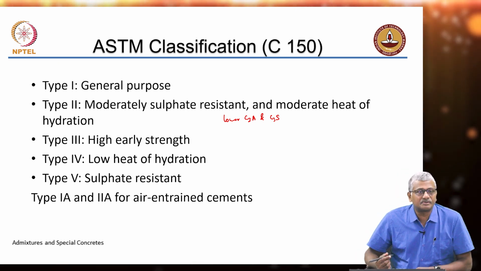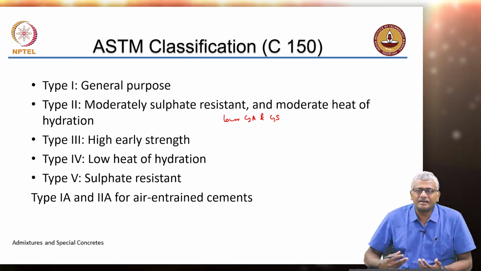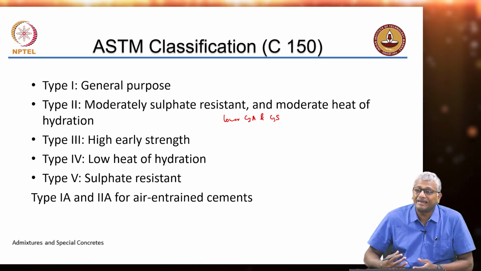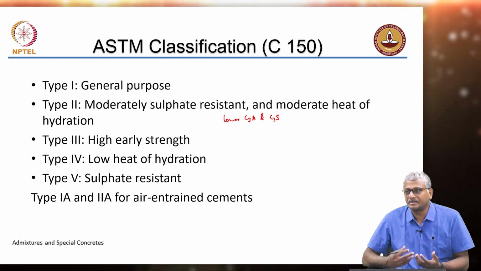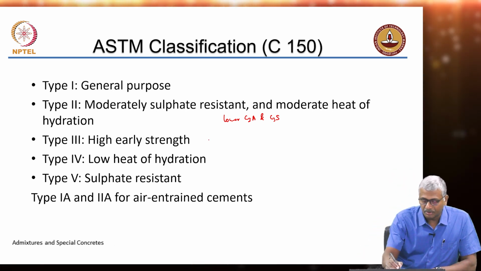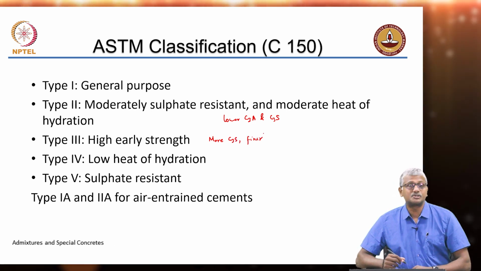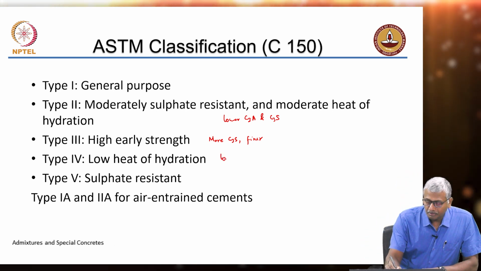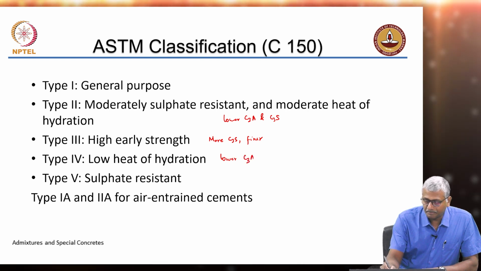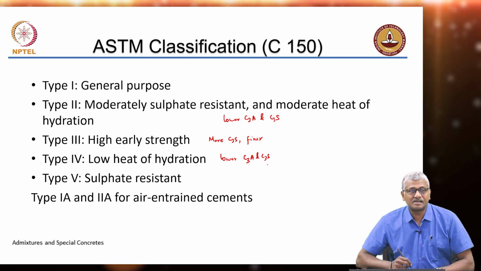How will you increase the strength of cement? You increase C3S, right. Any other way in which you can increase the strength gain rate of cement? You can grind the cement finer, right. Increase C3S, finer cement. So, more C3S and finer. And then you have type 4, which is low heat of hydration or low heat cement. So, obviously here, lower C3A and C3S. And type 5 is sulfate resistant.